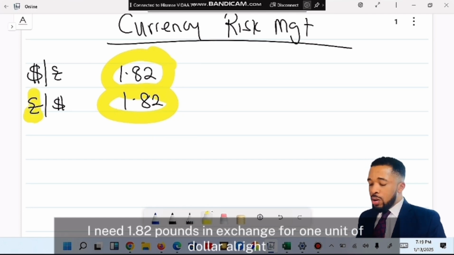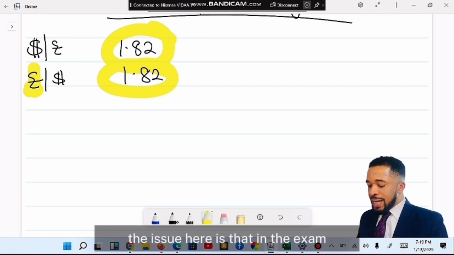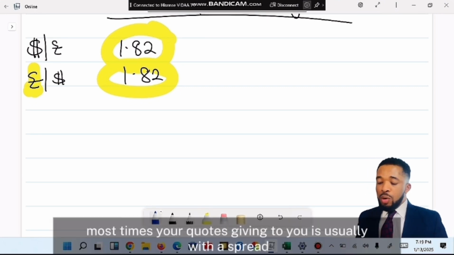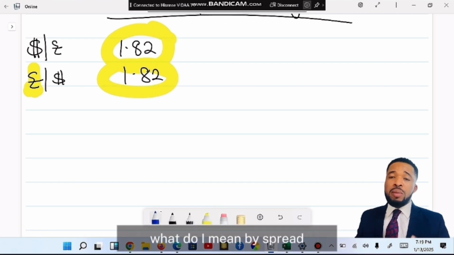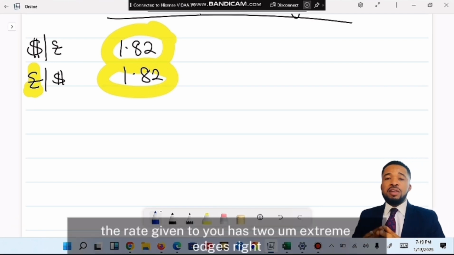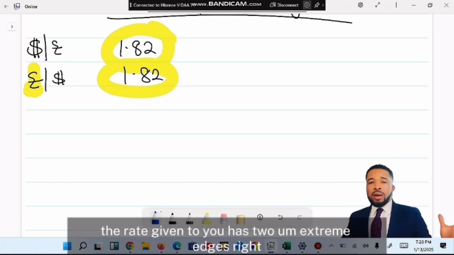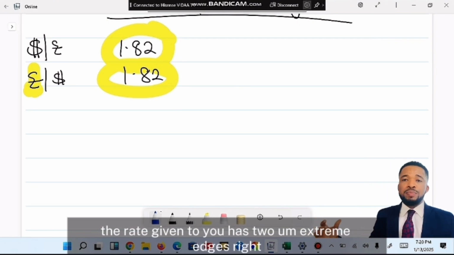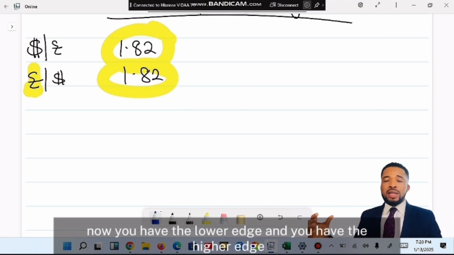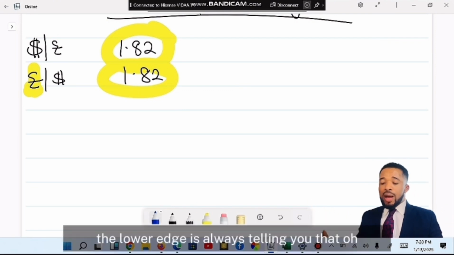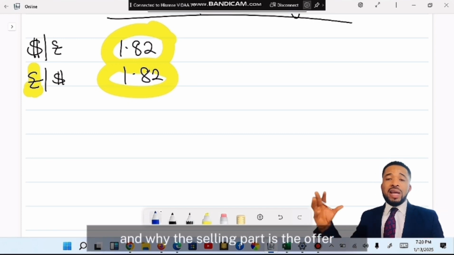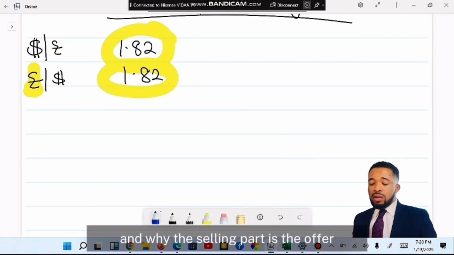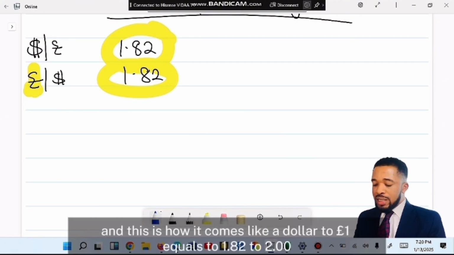All right. The issue here is that in the exam, most times the quote given to you is usually with a spread. What do I mean by spread? The rate given to you has two extreme edges, right? Now, you have the lower edge and you have the higher edge. The lower edge is always the bid price, and the selling part is the offer price. And this is how it comes.